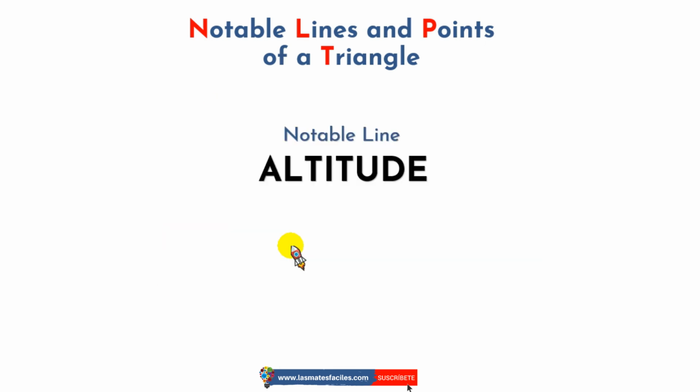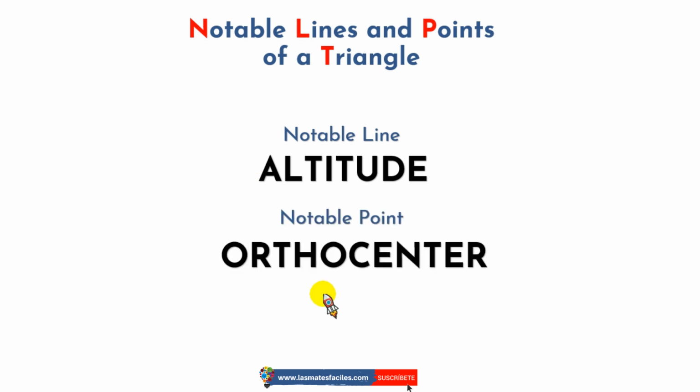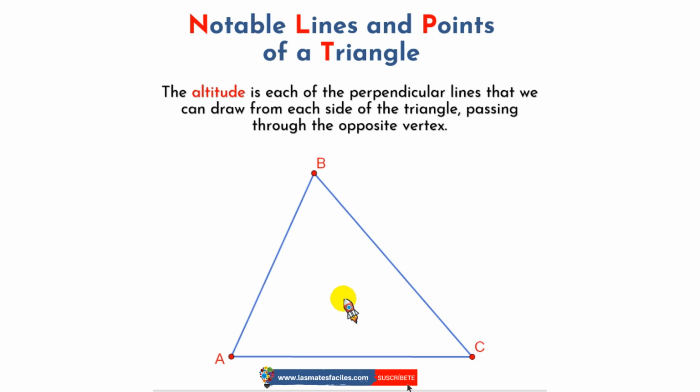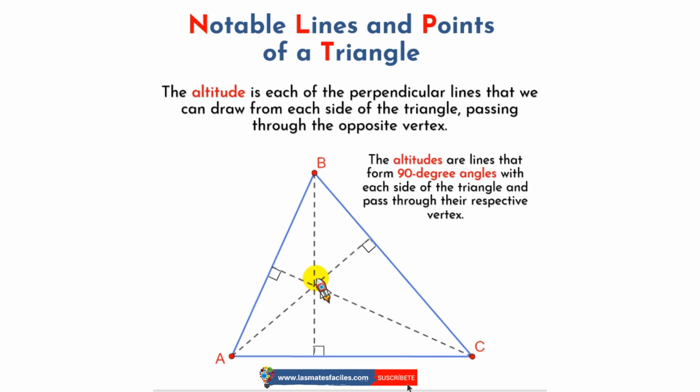Let's look at another notable line called the altitude. Every triangle has 3 altitudes. The altitudes intersect at a point called the orthocenter. An altitude is simply a perpendicular line to each side that is drawn from each vertex. From each vertex, we project to a 90-degree angle towards the opposite side. We have 3 altitudes that generate a point called the orthocenter.